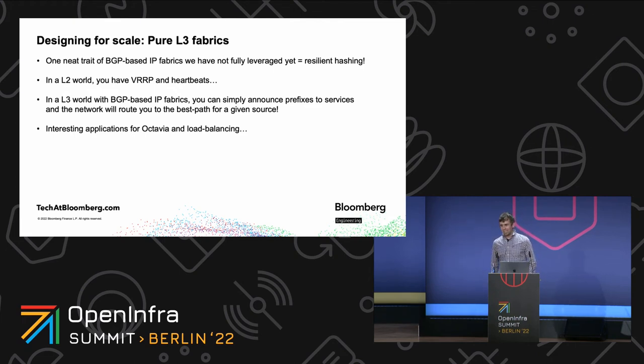And so you don't need things like a floating VIP anymore. In layer two networks, we use VRRP with keepalived to select a web server that's the primary. Here we can just announce routes to multiple web servers, and VMs will route traffic to all of them. We can use BGP for those kinds of things. So that's where interesting implications like Octavia come up, which we're looking at leveraging in the future.